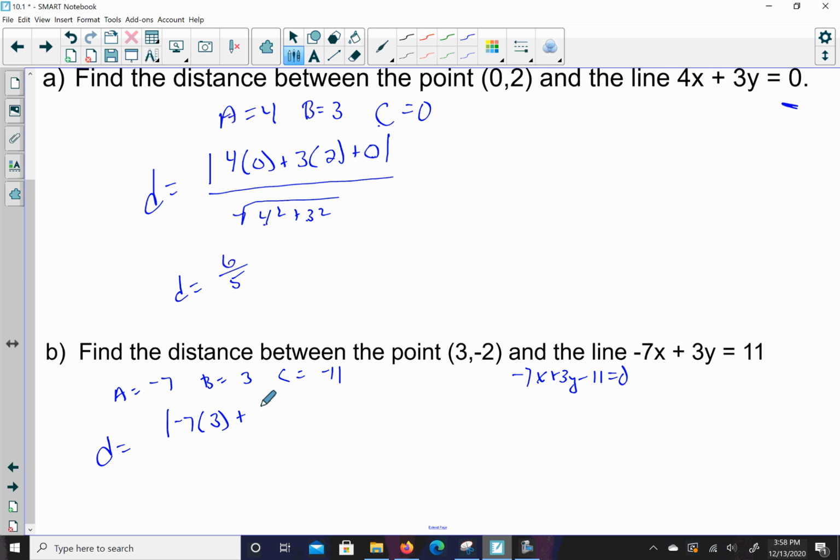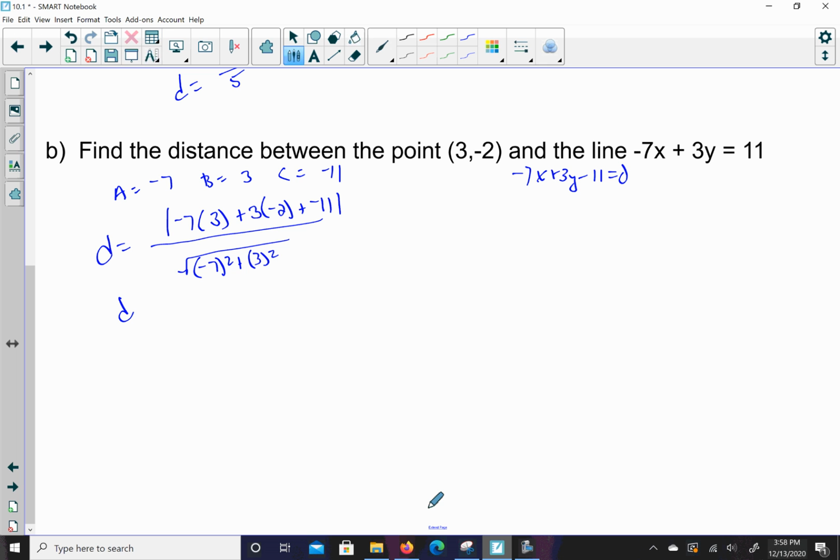plus 3 times the y, which is negative 2, plus c, which is negative 11, absolute value of that whole numerator, over the square root of negative 7 squared plus 3 squared. So when I do the numerator, I'm going to have negative 21 minus 6 minus 11, and that's going to be negative 38. I'm taking the absolute value, so 38, over the square root of 49 plus 9, so that would be 58.